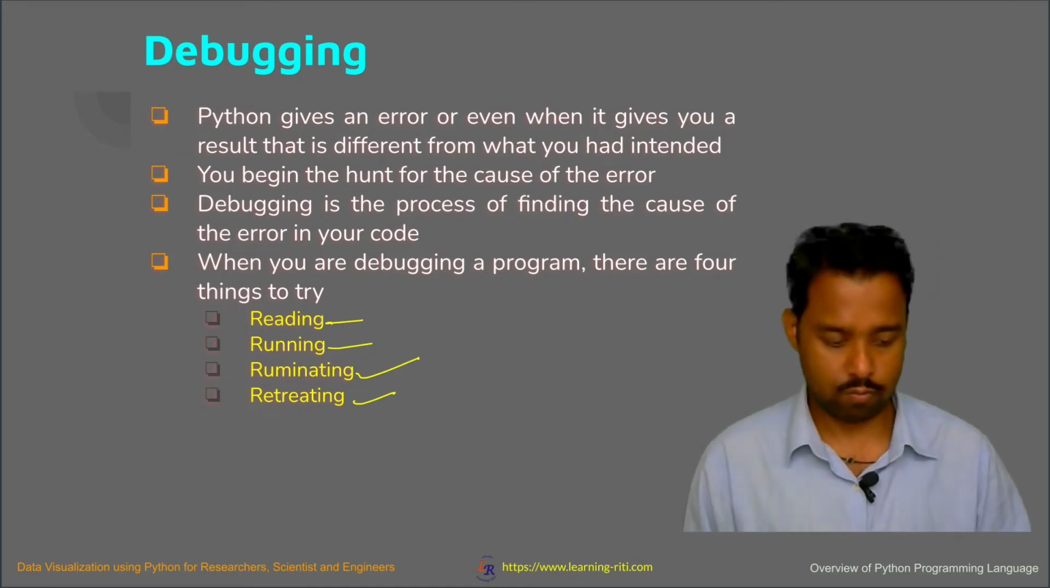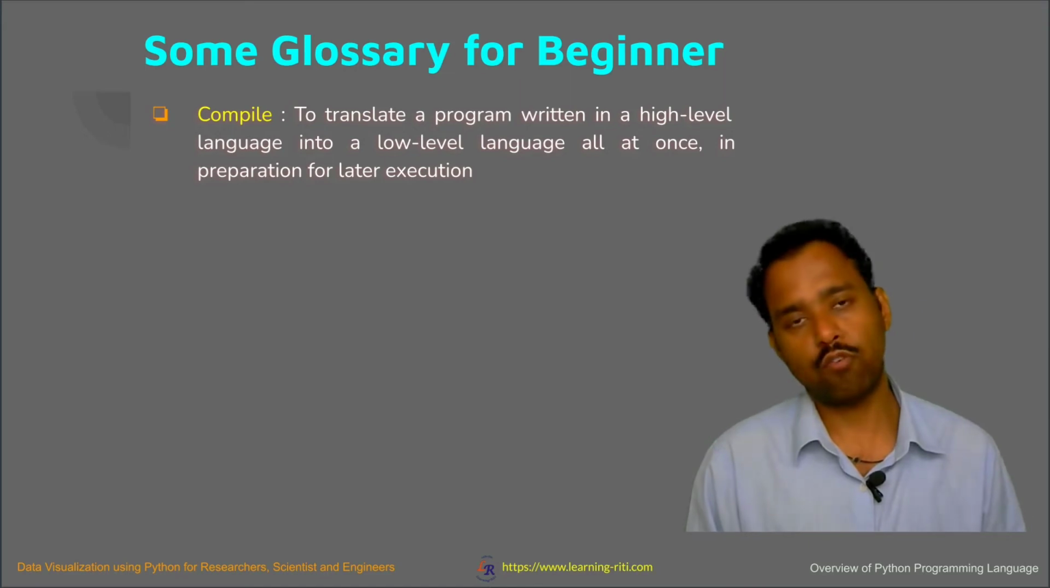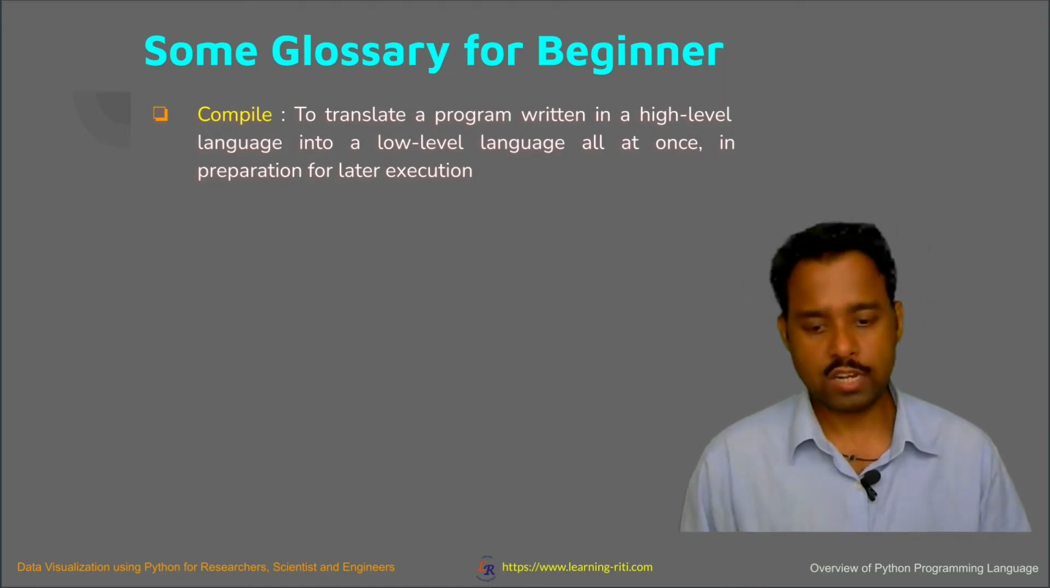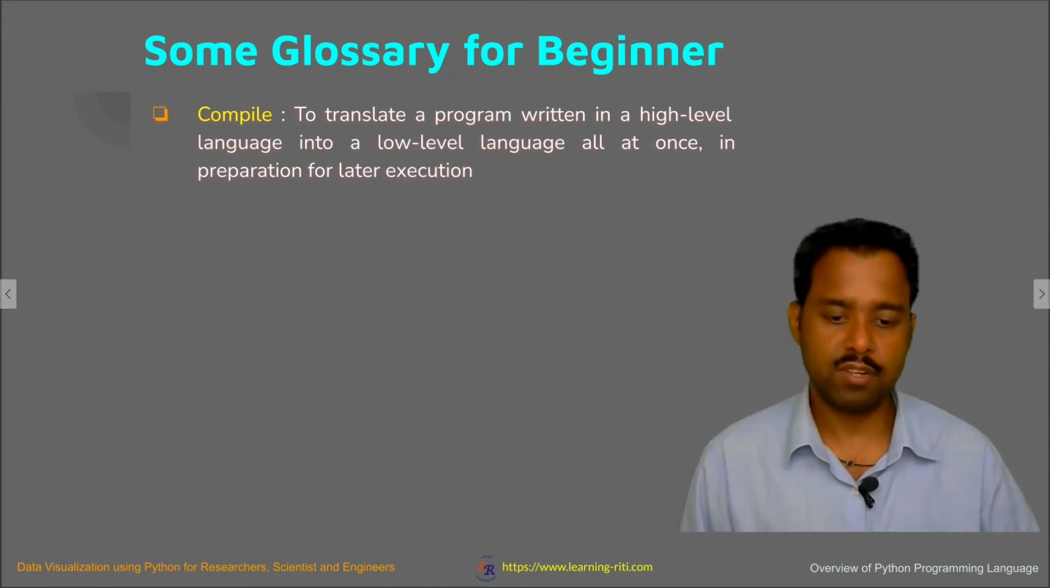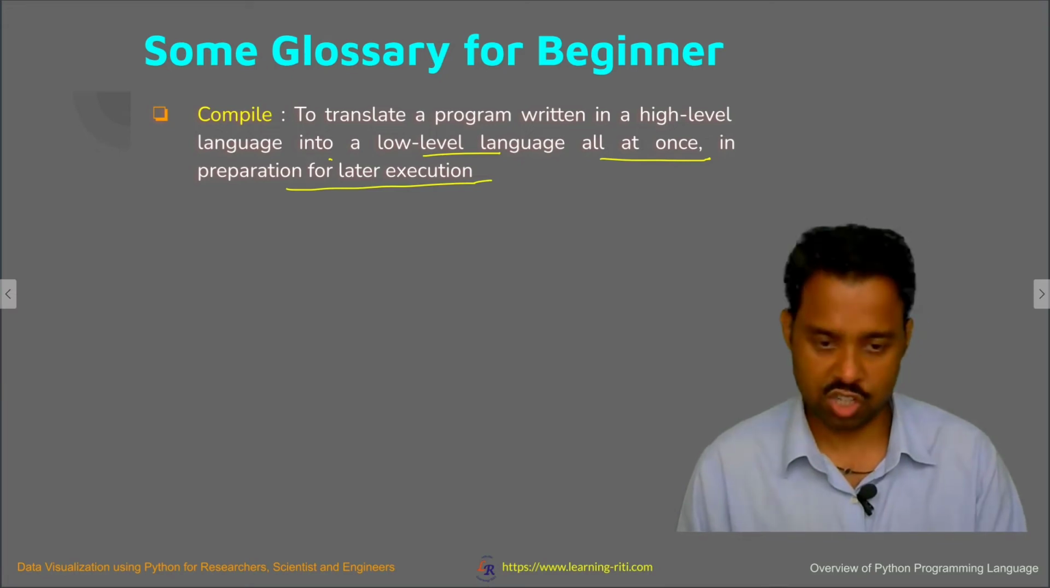Now, for beginners, some glossary. We have used these words, but let us give them a brief definition. For example, when we say compile, it means that we translate a program written in a high-level language into a low-level language all at once, in preparation for later execution.